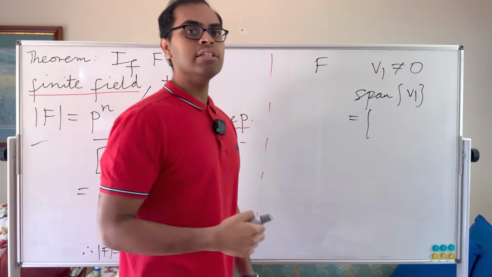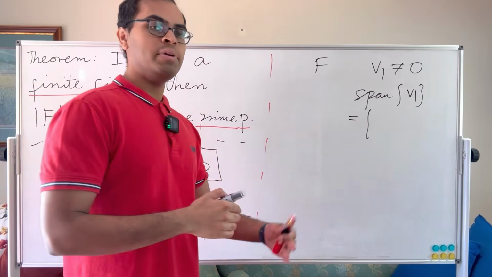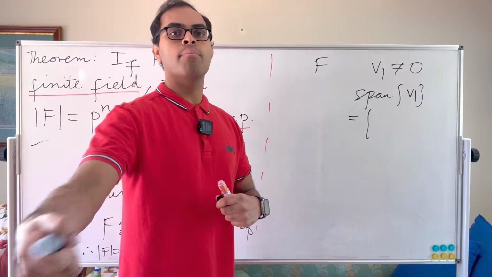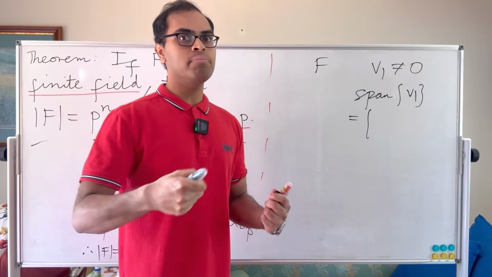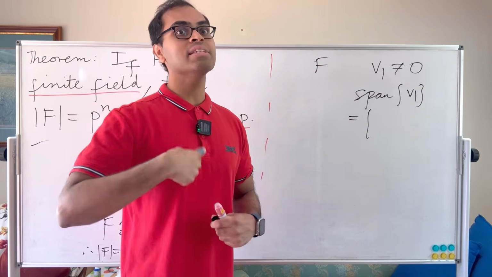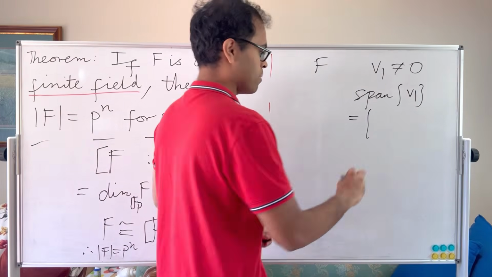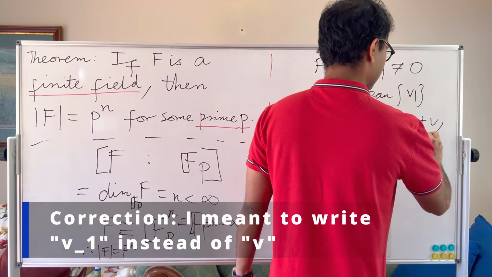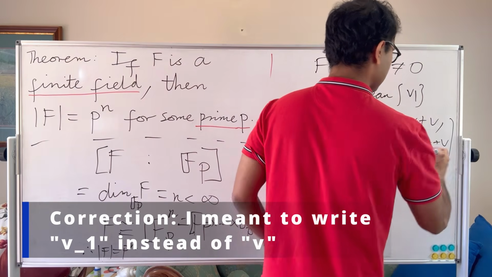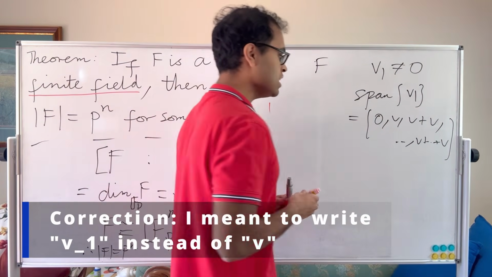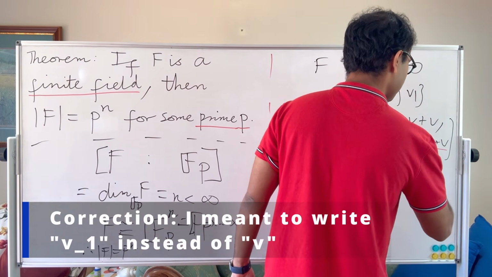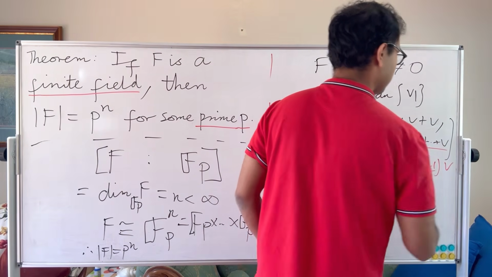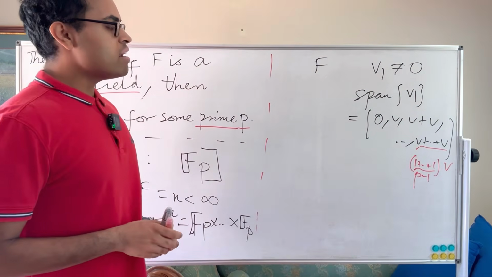This is all the multiples of V1 by elements of Fp, which you can nicely think of as just adding V to itself some number of times, because scaling V by 1 plus dot dot dot plus 1 some number of times is adding V to itself that many times. So you get V plus V, dot dot dot, and the last term is just 1 plus dot dot dot plus 1, p minus 1 times, times V. So that's the span of V1.